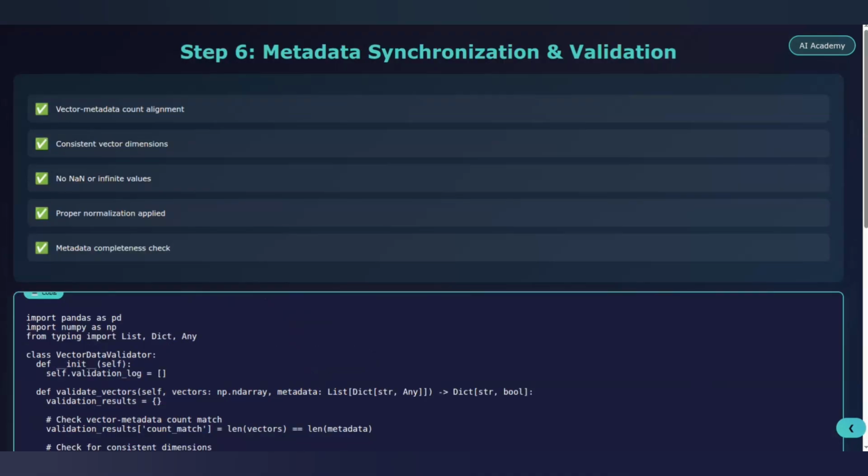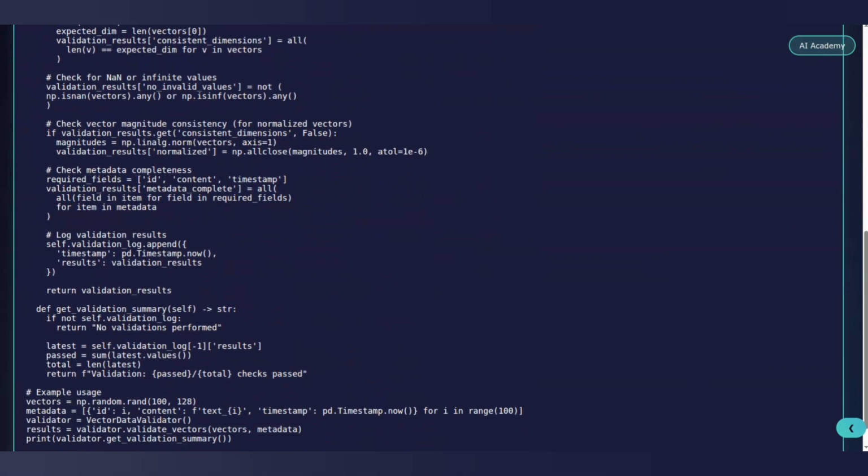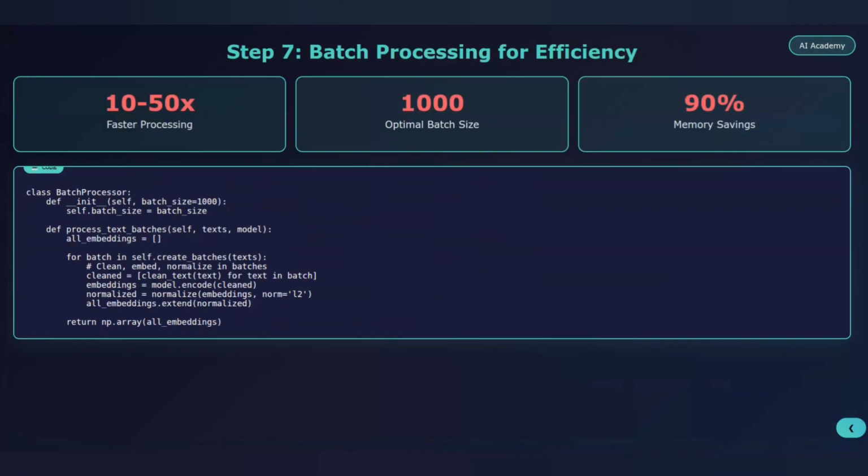This step is often overlooked, but absolutely critical. You need to ensure your vectors and metadata stay synchronized throughout the pipeline. When dealing with large datasets, batch processing isn't just recommended, it's essential. Here's how to implement efficient batching. Batch processing can be 10 to 50 times faster than individual processing, depending on your model and hardware.